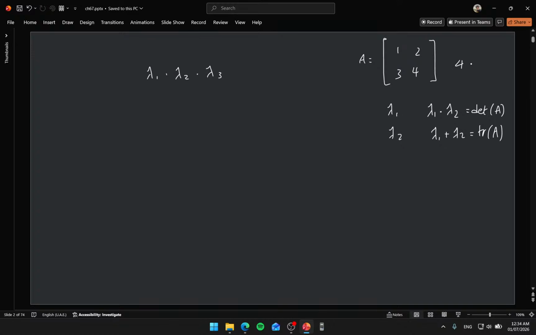What's the determinant here? It's 4 minus 6, it's negative 2. So if you multiply lambda 1 and lambda 2, which are the eigenvalues for matrix A, you'll get negative 2. And if you combine them, what's the trace here? It's 4 plus 1, like the sum of the entries on the main diagonal, so it's 5. If you combine them, you'll get 5. Okay, so again, if you multiply lambda 1 through lambda n, you will get the determinant of A. If you combine them, you'll get the trace of A.